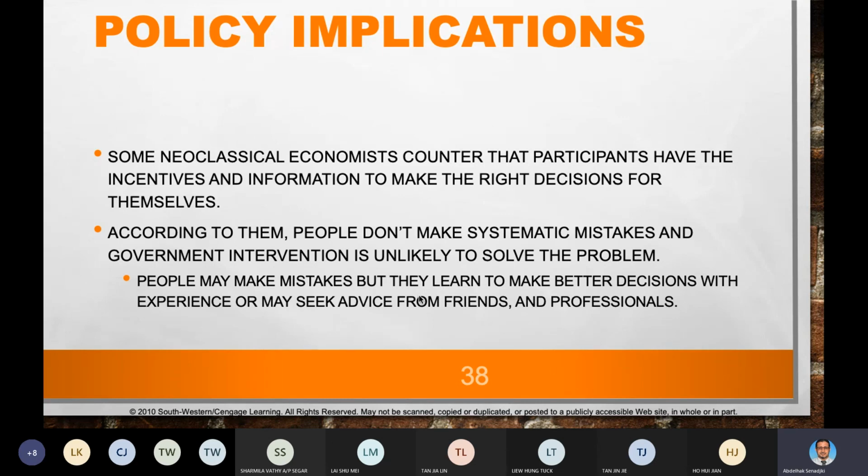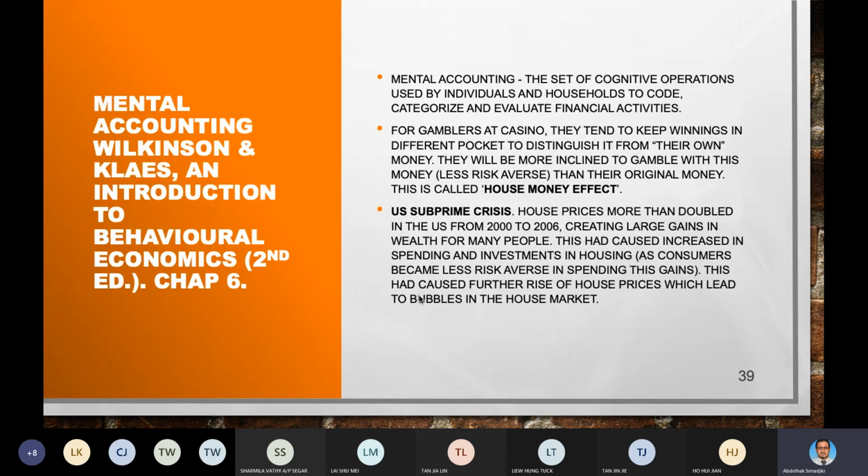But actually, this is one of the limitations of the neoclassical model, because not all the time our decision is rational. Most of the time it is irrational. And we have seen that when we talk about the social cost and social benefit. So people may make mistakes, but they learn to make better decisions with experience or may seek advice from friends and professionals.